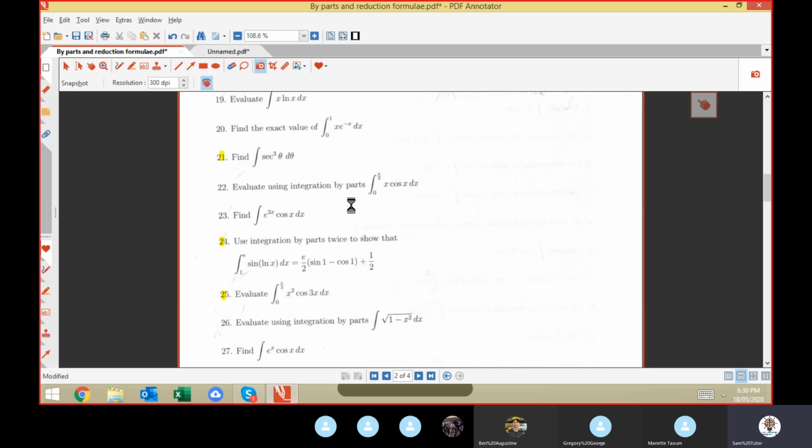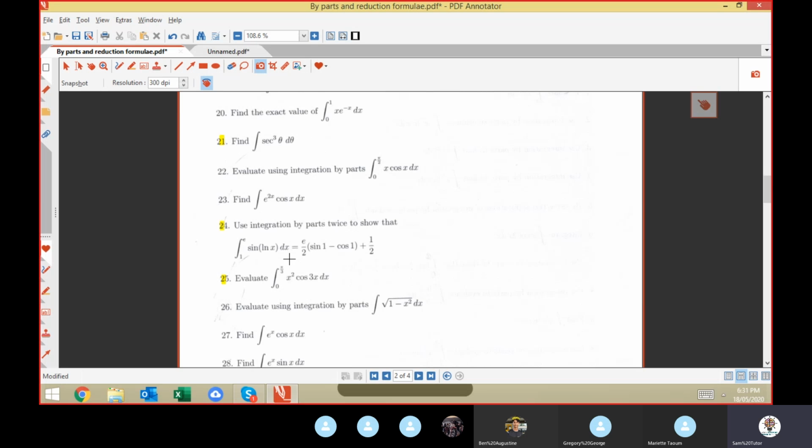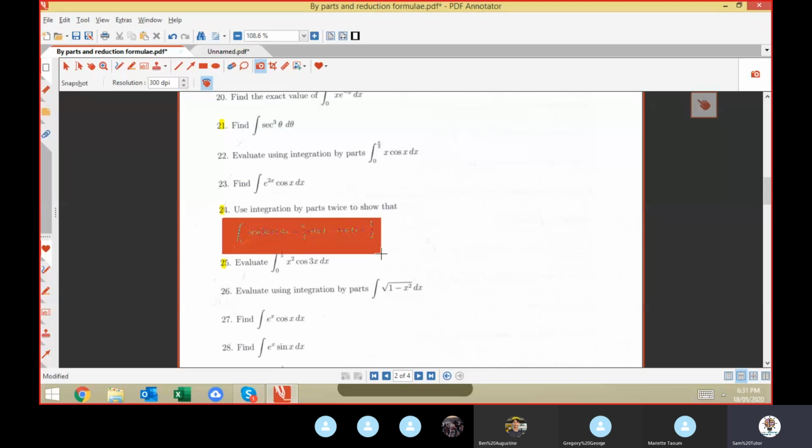I'll leave that one for homework because that's not too hard. Sec cubed is sec squared times sec, and the integral of sec squared is tan. So you're going to integrate sec squared, but you're going to differentiate sec. And the derivative of sec is sec tan. So that one's not that hard. I'll leave that one for you guys to try on your own time using integration by parts twice. Let's have a look at this one though.